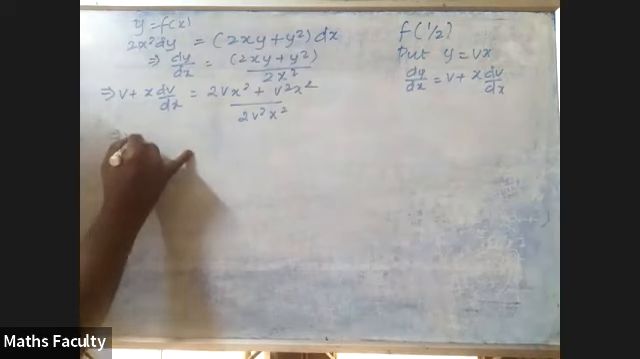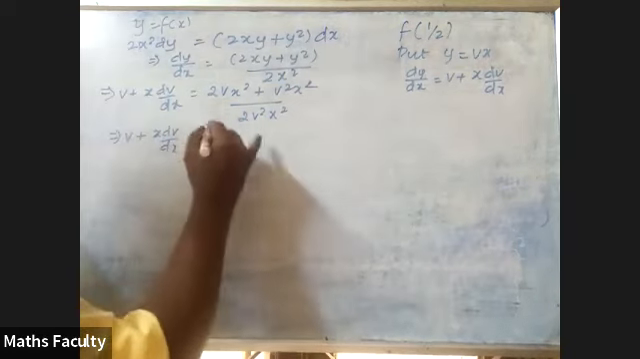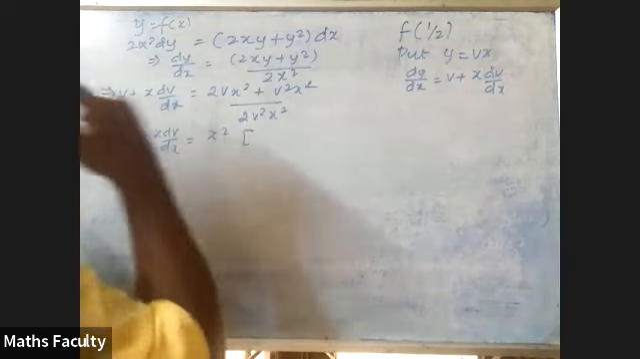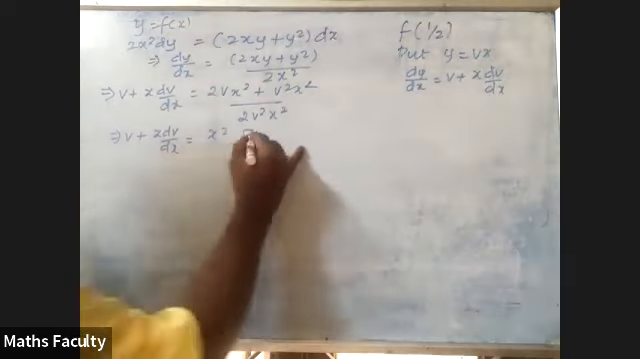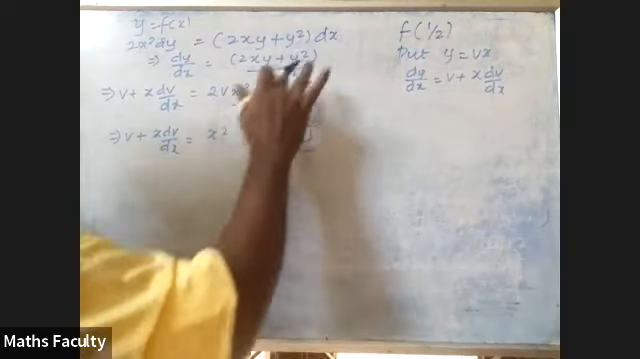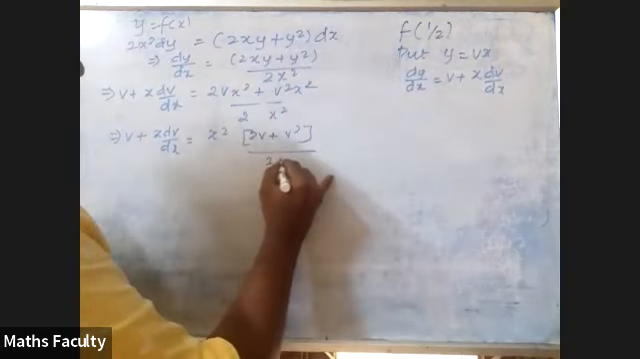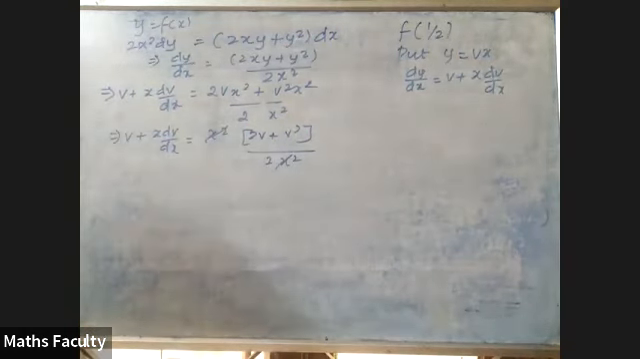So with this implies v plus x dv by dx is equals to, let us take x squared common. Then we have 2v plus v squared divided by, sorry, இங்க v square வராது, வெறும் x தானே, அப்ப x square தான் இருக்கும். 2x square, correct? X squared will get cancelled.